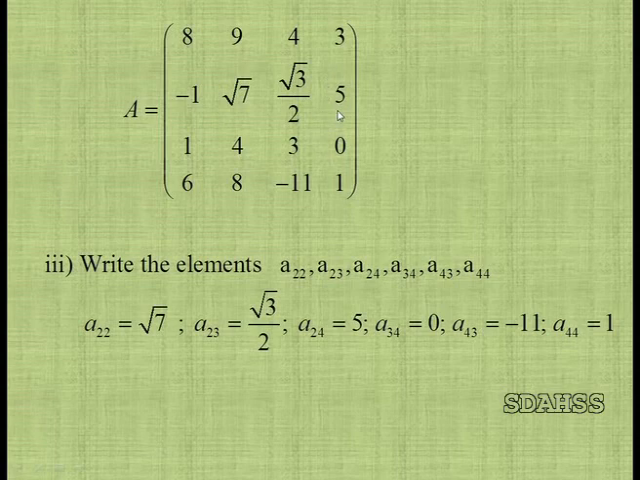Next A34 means the element present in the third row and fourth column, that is 0. Next A43 means the element present in the fourth row and third column, that is minus 11. Next A44 means the element present in the fourth row and fourth column, that is A44 is equal to 1.